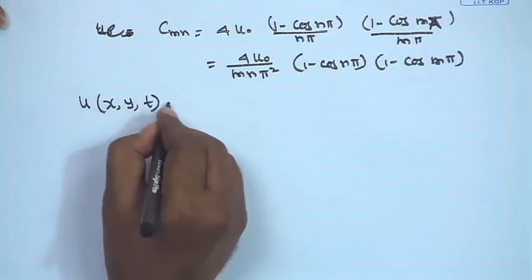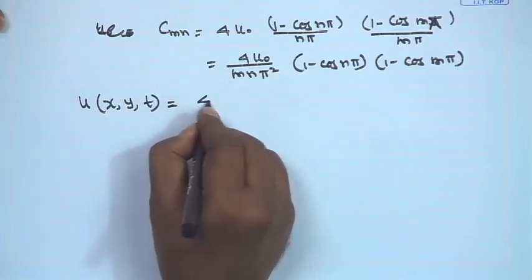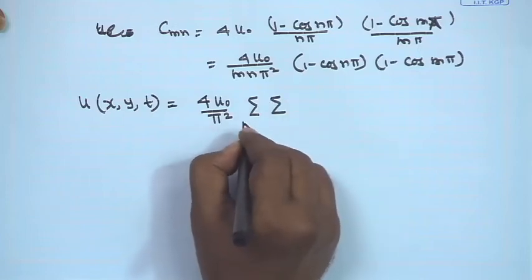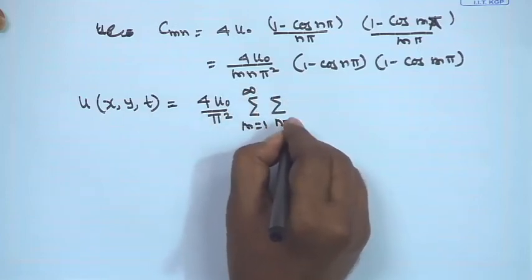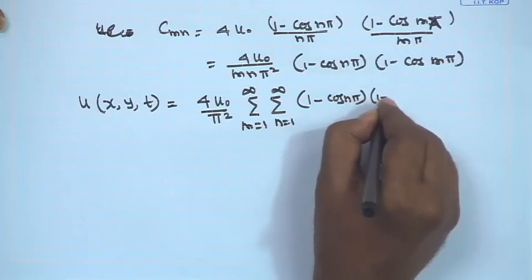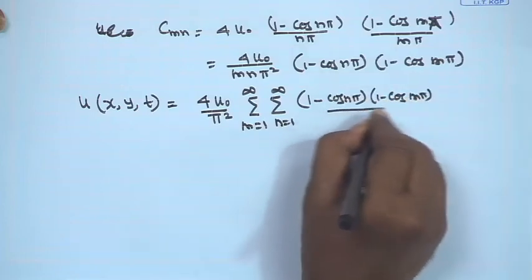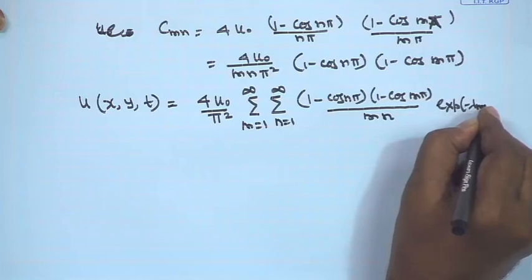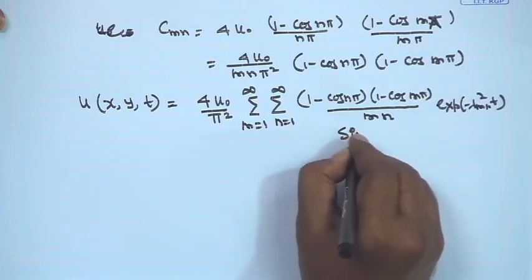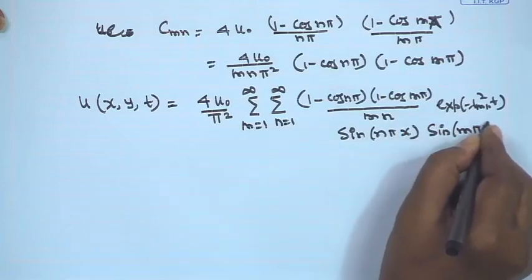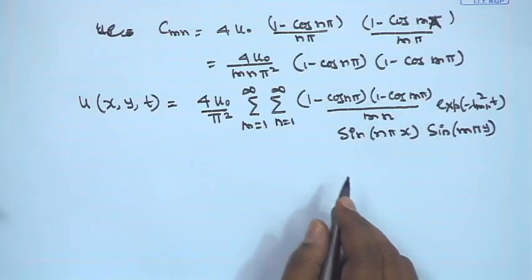as u x y t is nothing but 4 u naught over pi square double summation m is equal to 1 to infinity, n is equal to 1 to infinity, 1 minus cosine n pi, 1 minus cosine m pi, divided by m into n, exponential minus lambda m n square t, sin n pi x sin m pi y. So, that gives the complete solution for a 3-dimensional parabolic partial differential equation.